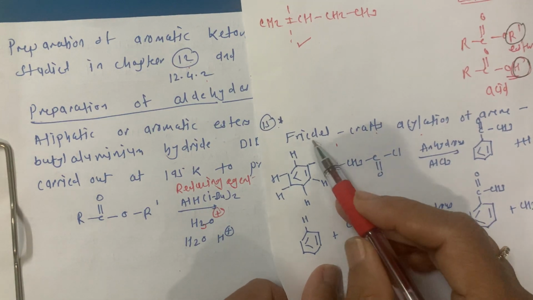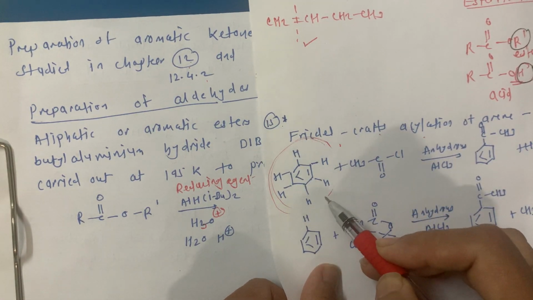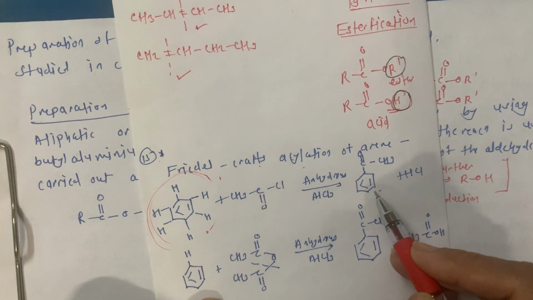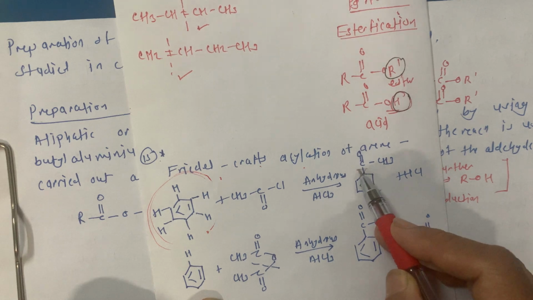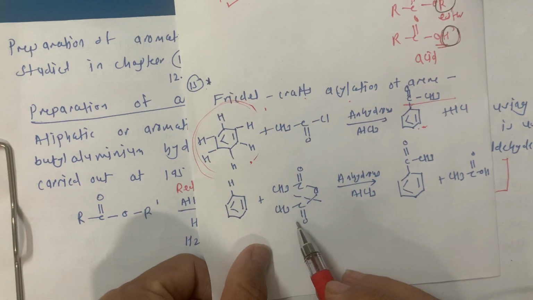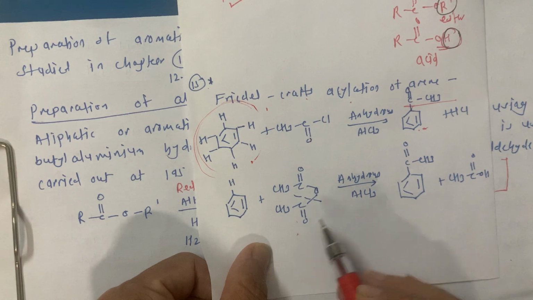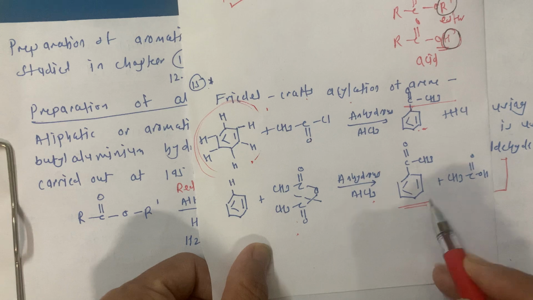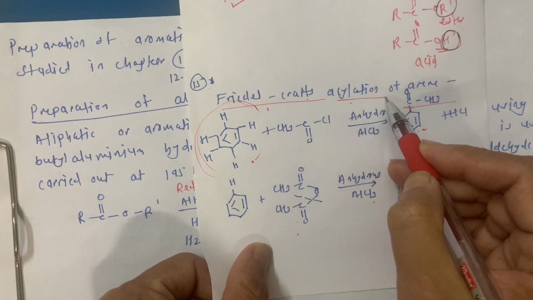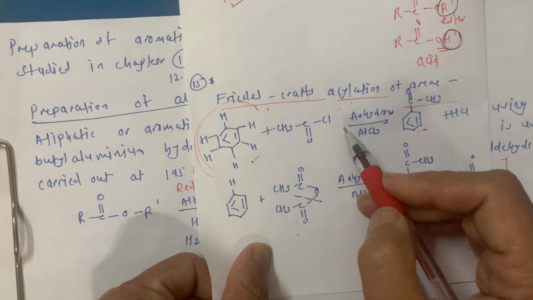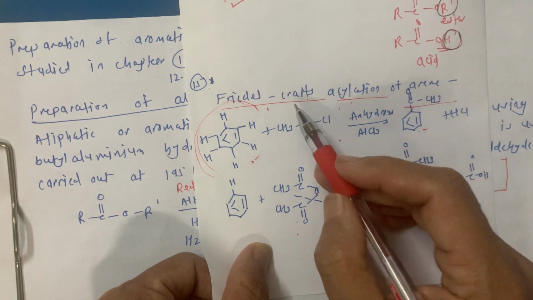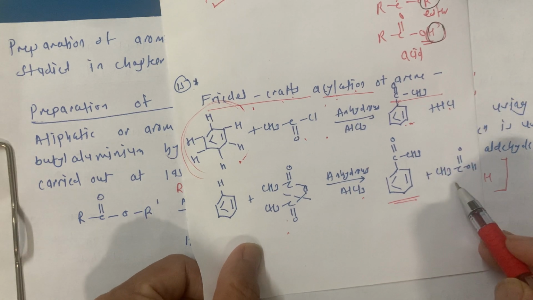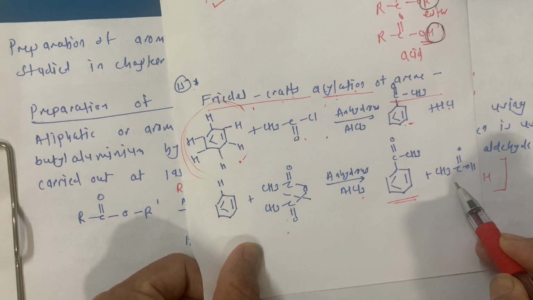This is an aromatic hydrocarbon which is benzene. And when there is acylation, then we get an aromatic ketone. Or suppose you use acid anhydride in presence of anhydrous AlCl3, you also get an aromatic ketone. This is Friedel-Crafts acylation reaction. We studied it in 11th standard in aromatic compounds. The byproduct is HCl here, while the byproduct here is acetic acid.